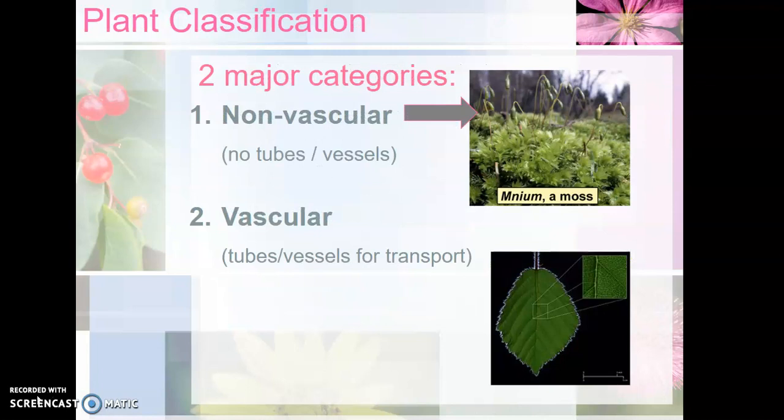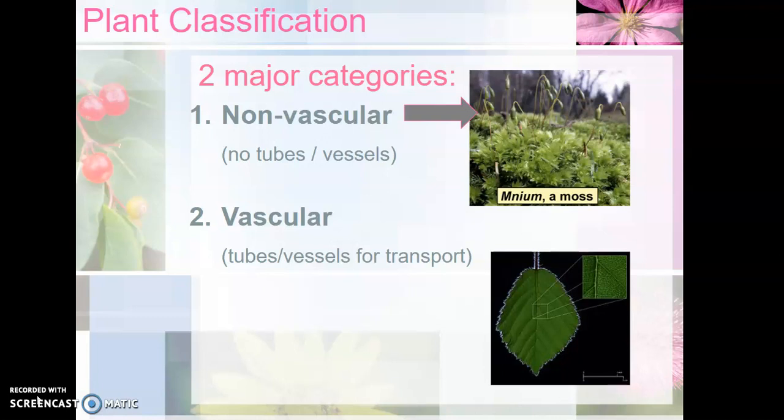Plants can be classified into two major groups. First, we have the non-vascular plants. In order to understand what those are, you need to understand what a vascular plant is. A vascular plant has a system of tubes and vessels that allows the transport of water and nutrients throughout the body of the plant. And you can see those tubes and vessels in the enlargement on the picture shown. We typically call those veins.